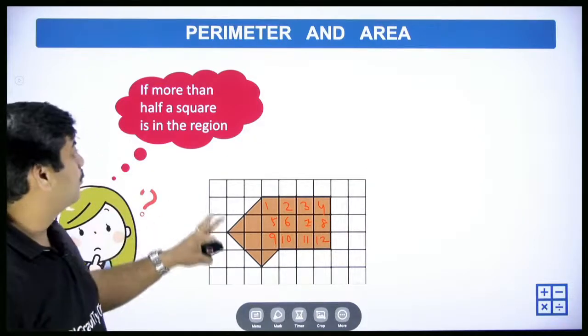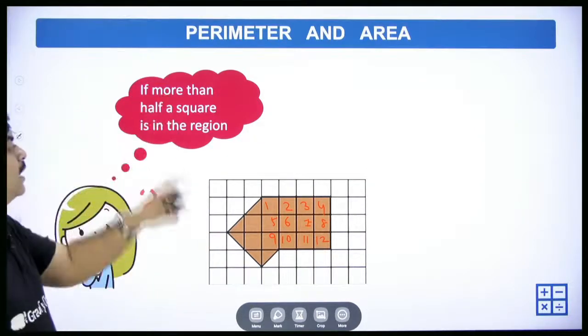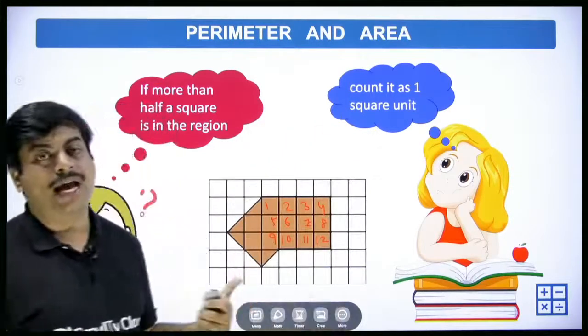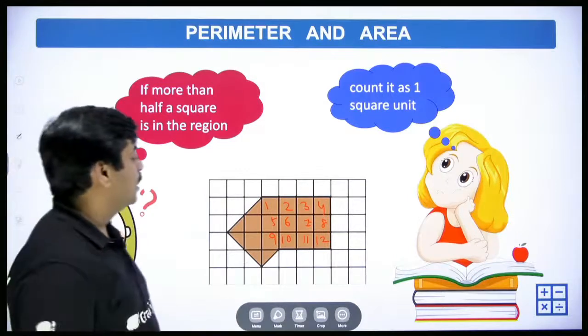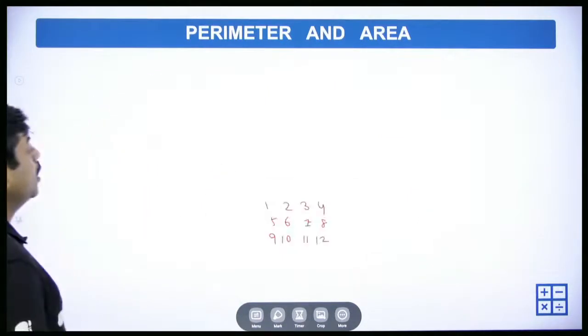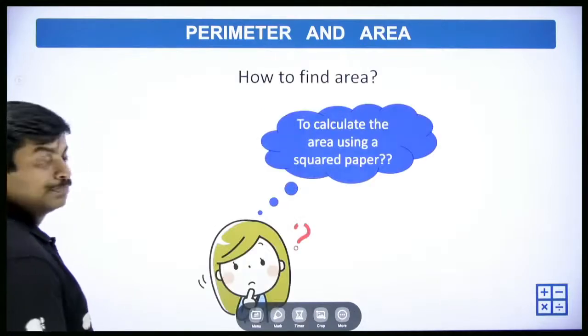All these 12 boxes are perfect. If more than half a square is in the region, then count it as 1 square unit, but we don't have that option here. So 1, 2, 3, 4, 5, 6, 7, 8, 9, 10, 11, 12. What is the question that we are discussing? Finding the perimeter as well as area, right?